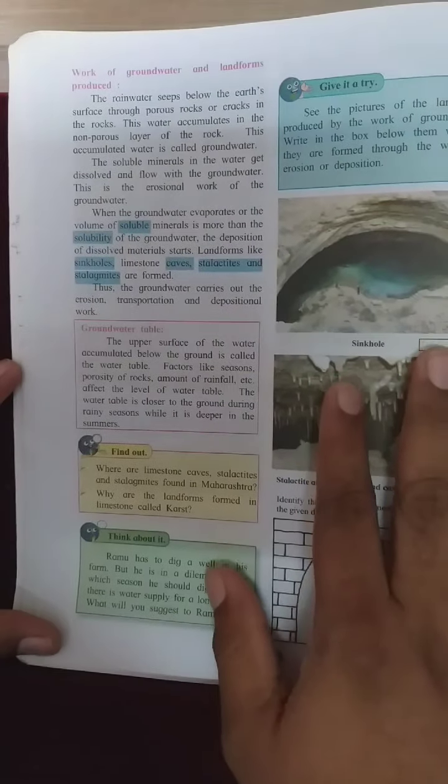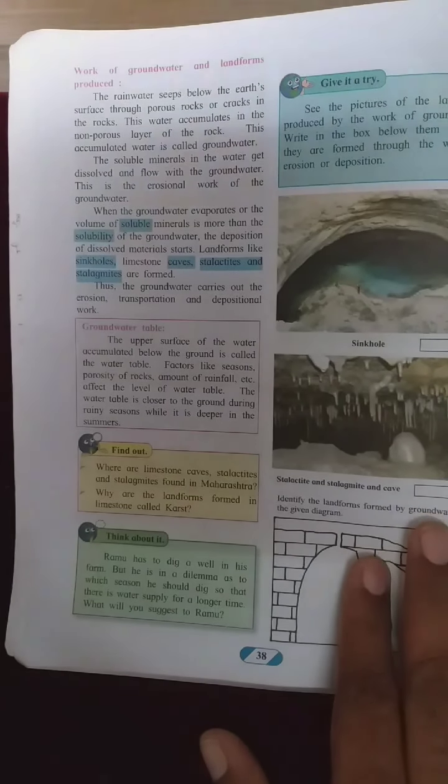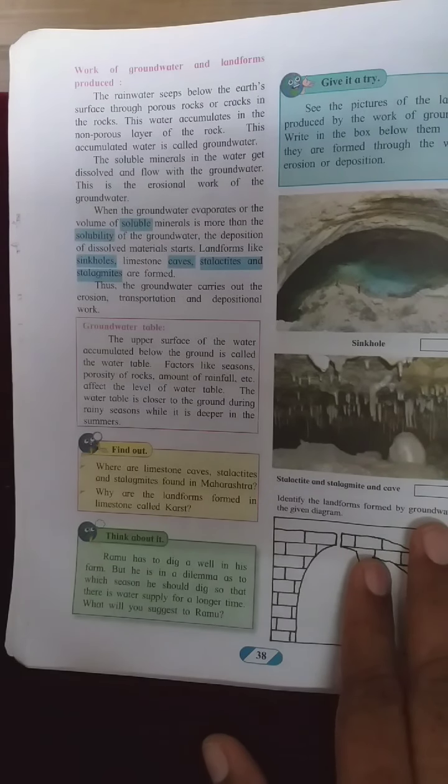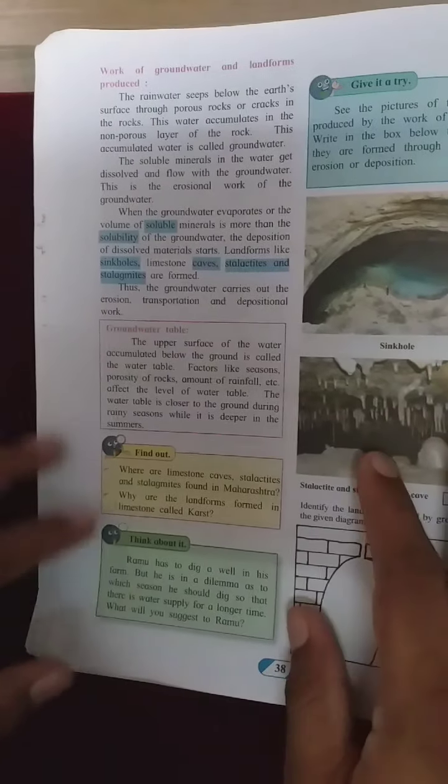Next one. Work of groundwater and the landforms produced. First we saw the wind, then we saw sea waves. Now the groundwater. What is there inside, and what are the others?